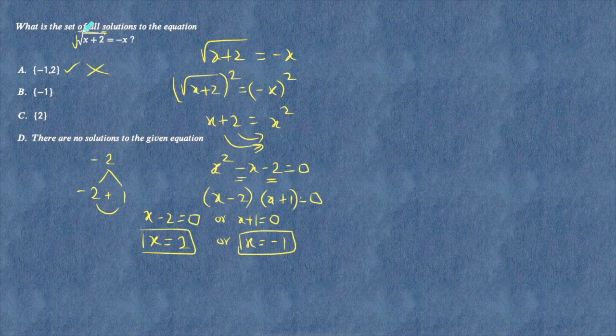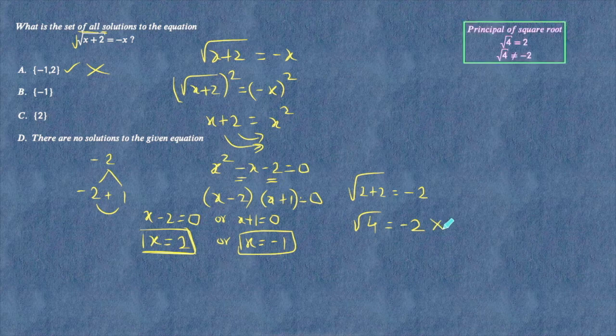So now let's say we get the value x equals 2. Now substitute that in that equation. You'll get square root of 2 plus 2 equals minus 2. So this will give you square root of 4 equals minus 2. So this is wrong according to the concept of principal square root, which is, square root of 4 should always be the principal square root, which is 2, and it cannot be minus 2.